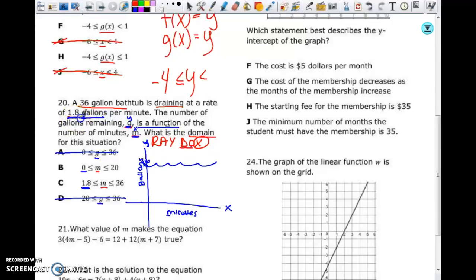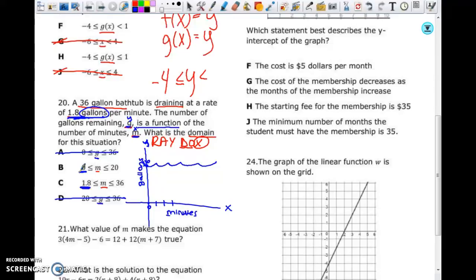So 1.8 is talking about gallons, right? Yes, it's per minute, but that means that in 1 minute, we will have gone down 1.8, right? And then 2 minutes, another 1.8. And then 3 minutes, another 1.8, right? So, it cannot be C because 1.8 is talking about gallons. And you should know, guys, when the time starts, when we start at 36, we are starting here at 0 minutes, always, right? So it cannot be C.